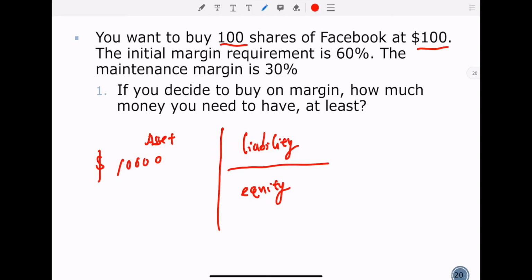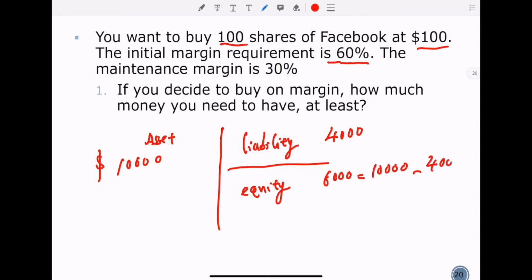Next, let's see your liability. Well, if you just want to satisfy this initial margin, it means you will borrow $4,000 from your broker. So your liability is $4,000. And what is your equity? Well, obviously, it is 6,000, which is also $10,000 minus 4,000.